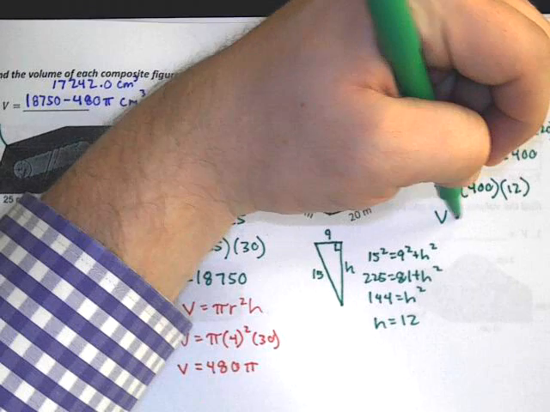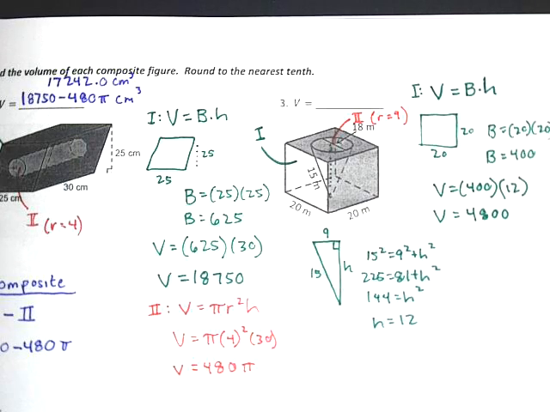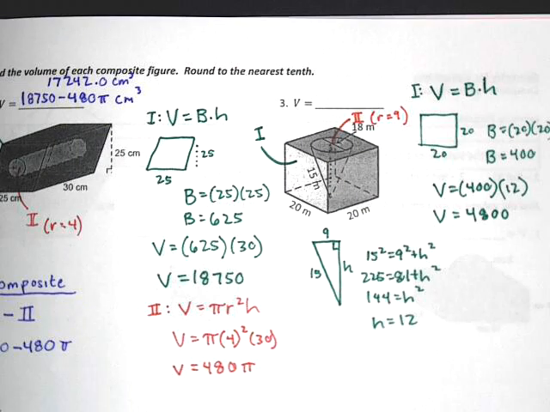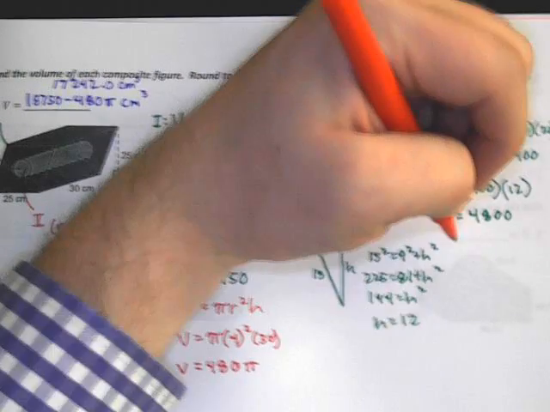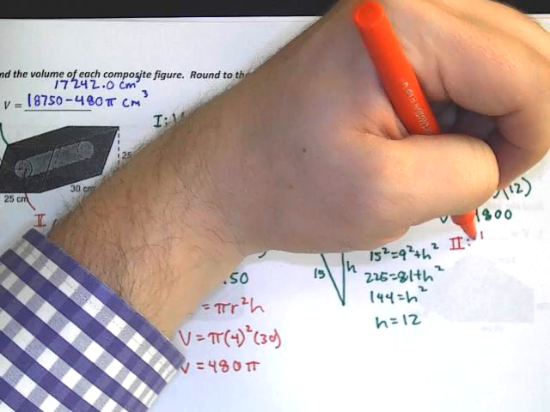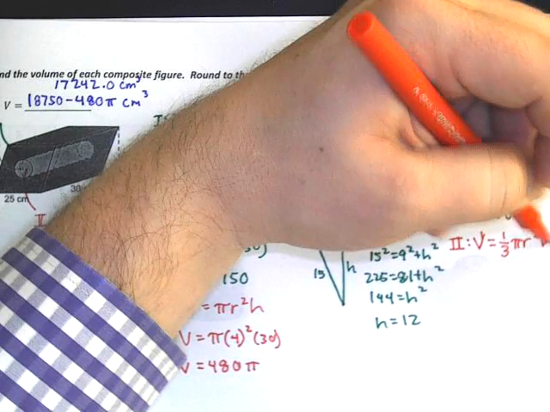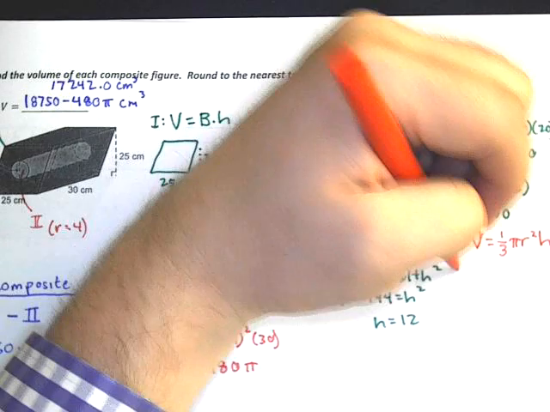So the volume, 4,800 for the base, or sorry, for the volume of that square prism. Now we're ready for shape 2. We know it's a cone, so we're using V equals 1/3 pi r squared h. Let's plug in.